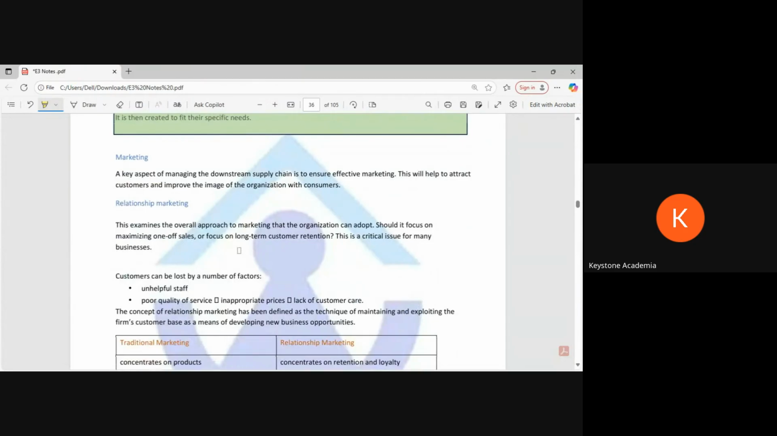Marketing is very important. A key aspect of managing the downstream supply chain is to ensure effective marketing. This will help attract customers and improve the image of the organization. So there has been almost no discussion in the pre-scene about what kind of marketing we can use or are using. What do you guys think? Have you thought of this? Here they have talked about normal marketing, general relationship marketing. What do you think will be a better idea for us to grow our business? What kind of marketing will help? Is it influencer marketing or brand endorsement?